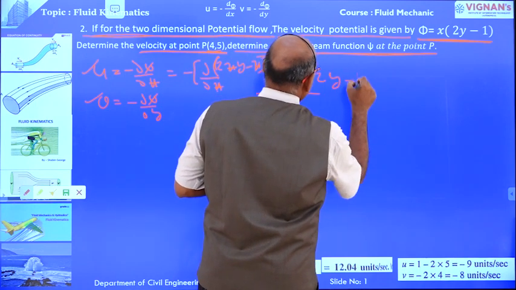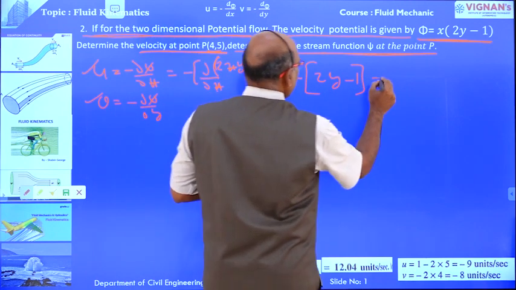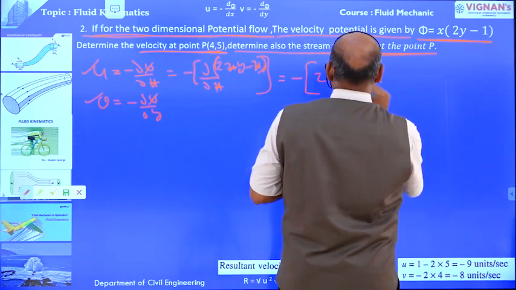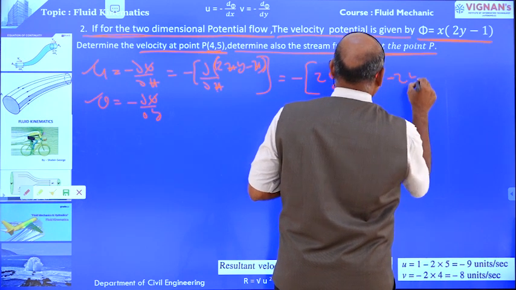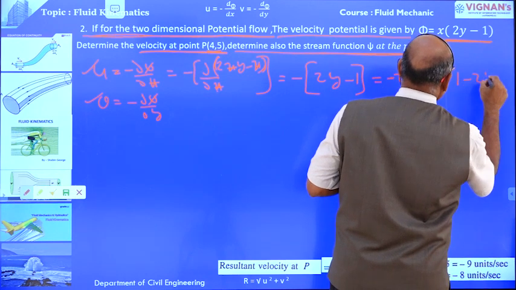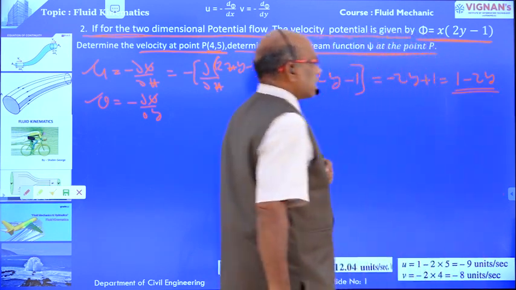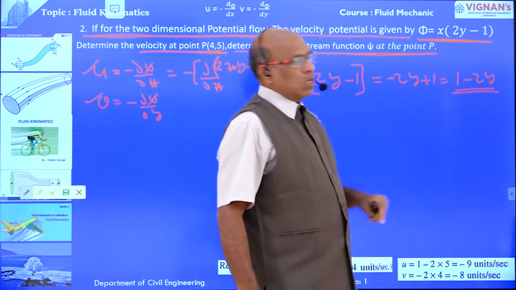This is equal to minus of 2y minus 1. Right? This is equal to minus 2y plus 1, that is equal to 1 minus 2y. This is the velocity component in x direction: u is equal to 1 minus 2y.